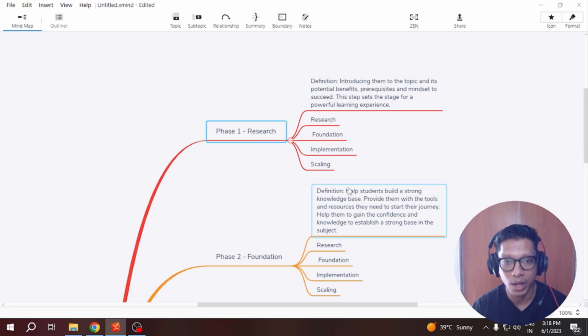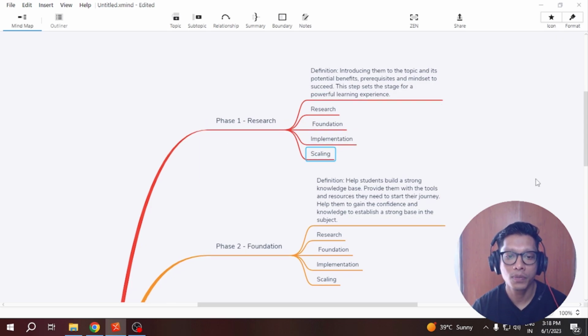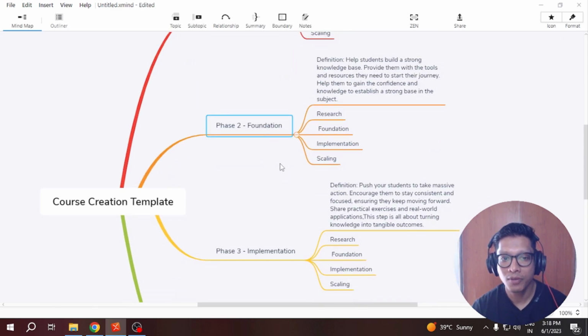So this is phase one. Phase one is all about research, but you can also divide this phase one into four different topics. Let's say that you have created module one, and module one is all about mindset and getting prepared. Then you can also divide it into four different lessons. In lesson one, you talk about research, then build foundation with the research, then implement the research, and then scale the research. You can do the same thing with your foundation too.